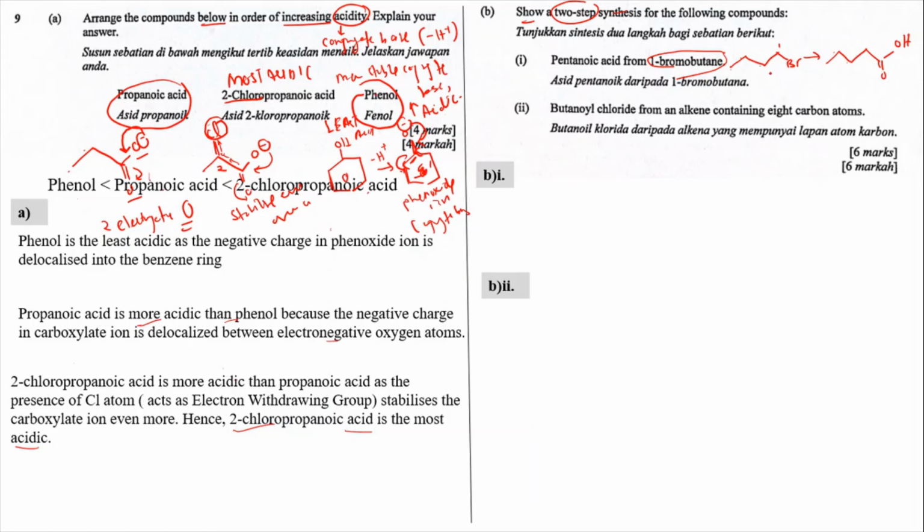So 1-bromobutane has 4 carbons, and here we're going to have 5 carbons for the pentanoic acid. So we need to add 1 carbon to the chain. In order to add 1 carbon, we have 2 options. We can use a nitrile compound, or we can use a Grignard reagent. Let us look into the cyanide compound first.